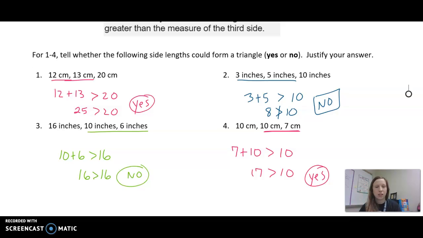So to reiterate, the sum of the two shortest sides must be greater than the longest side or the third side of that triangle. If not, they do not form a triangle. They cannot be equal, like in example 3 here, okay? 16 was not greater than 16, so it wasn't a triangle. So keep that in mind as you're working through your review for the test.